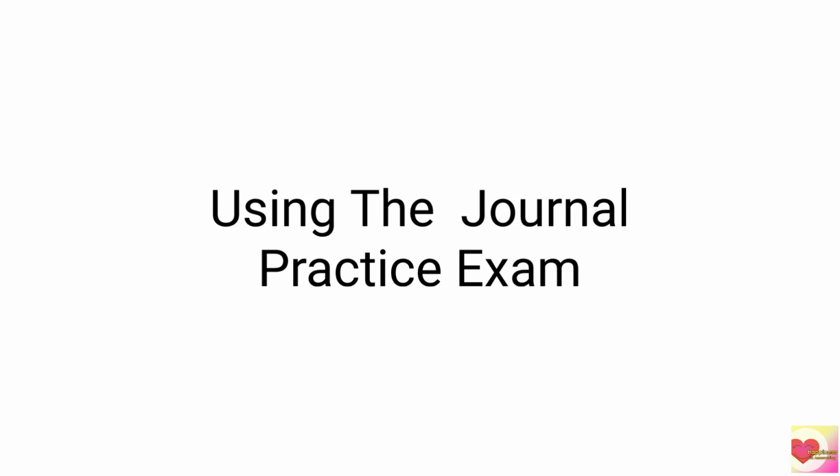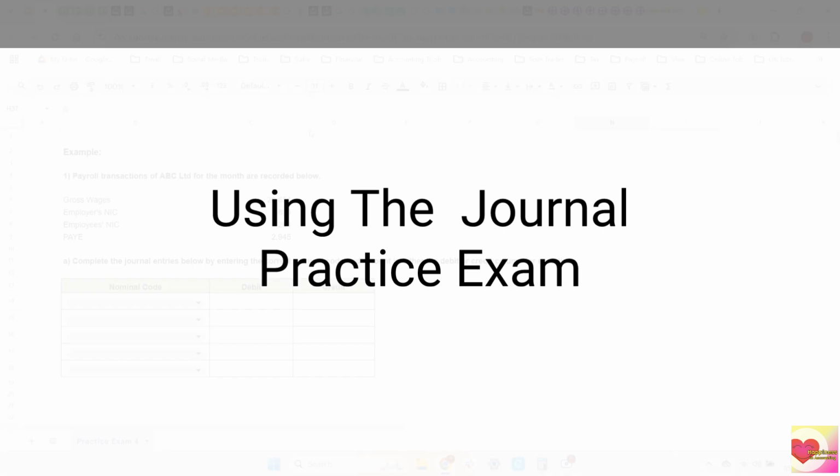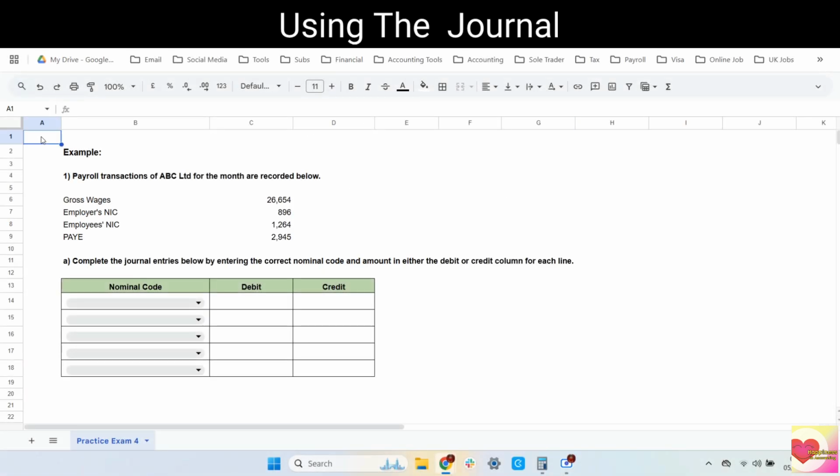This video is about principles of bookkeeping controls, and today we're going to practice answering some exam questions about using the journal. Now let's go to our example. Number 1, payroll transactions of ABC Limited for the month are recorded below. Letter A, complete the journal entries below by entering the correct nominal code and amount in either the debit or credit column for each line.